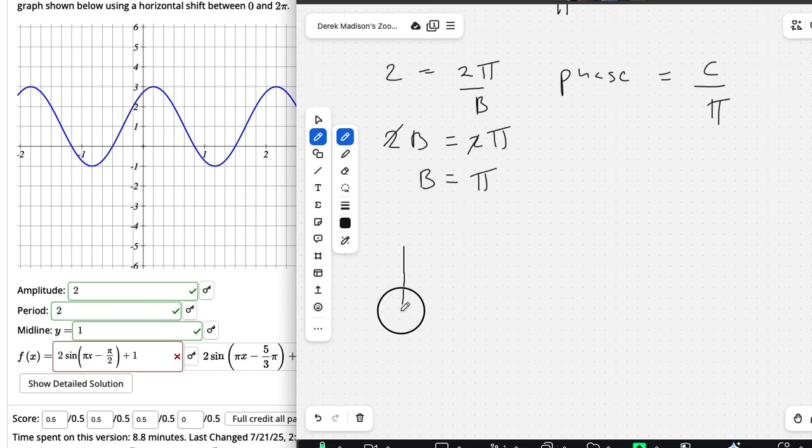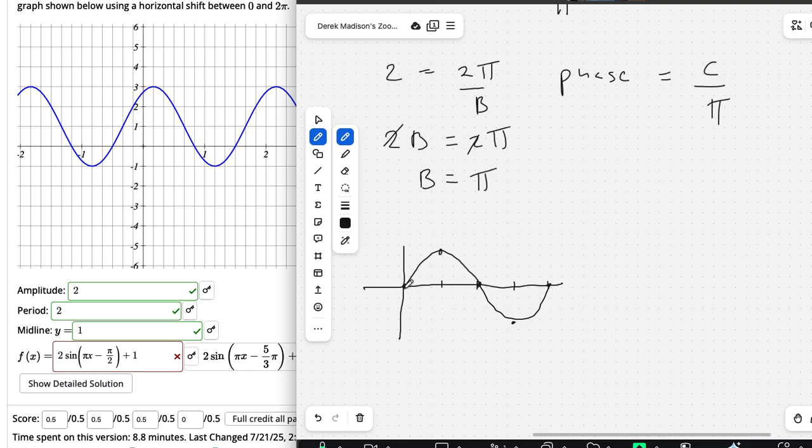I'll remind you what sine looks like, an unshifted one, just the parent function. It would start at 0, 0, at pi over 2 it would be 1, at pi it would be 0 again, at 3 pi over 2 it's negative 1, and then back to 0. So that would be one period of sine.